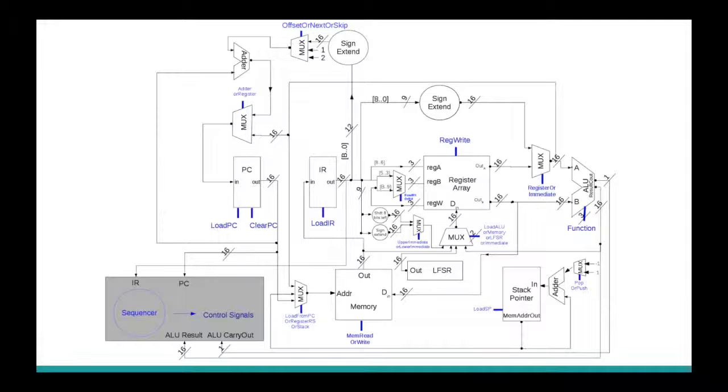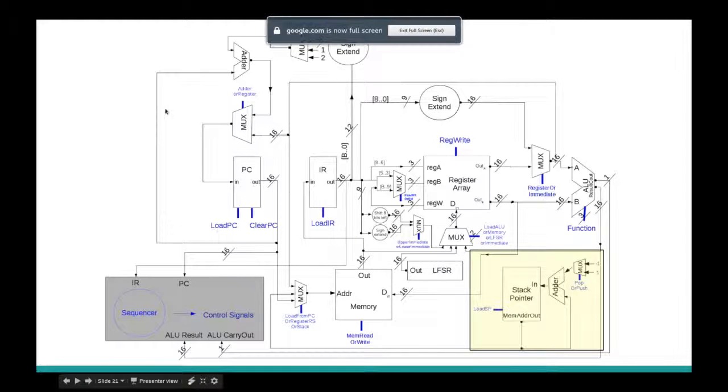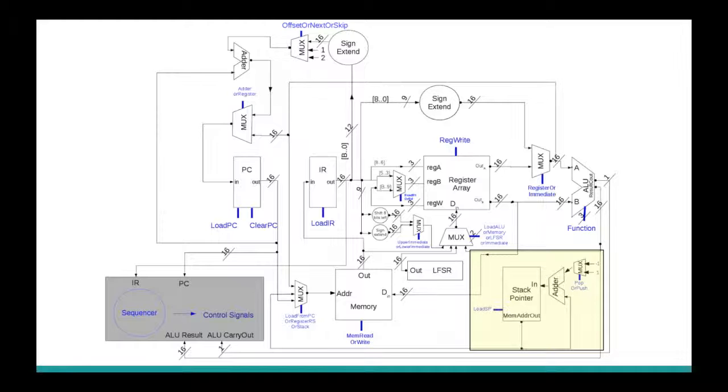So this is the block diagram for my architecture. I don't have time to go into detail about all of it, but I will point out a couple of interesting aspects. The first is the stack pointer register, which takes as its input its output plus or minus 1, depending on whether we are in a pop or a push situation. So this lets us increment or decrement the stack pointer.